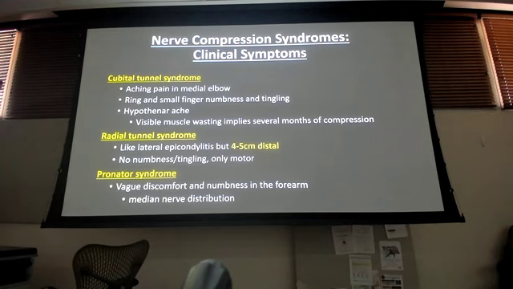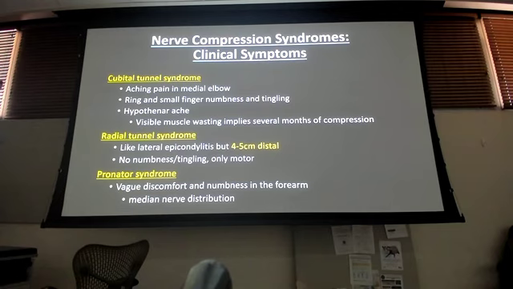Okay, don't get those two confused. Go back and review if you don't understand. But this is hypothenar ache, okay? And if it's been present long enough, you'll actually see muscle wasting, right? And that's after several months of compression, according to your textbook. But again, if you see that hypothenar atrophy, then you're talking about this has been present for quite some time, okay?